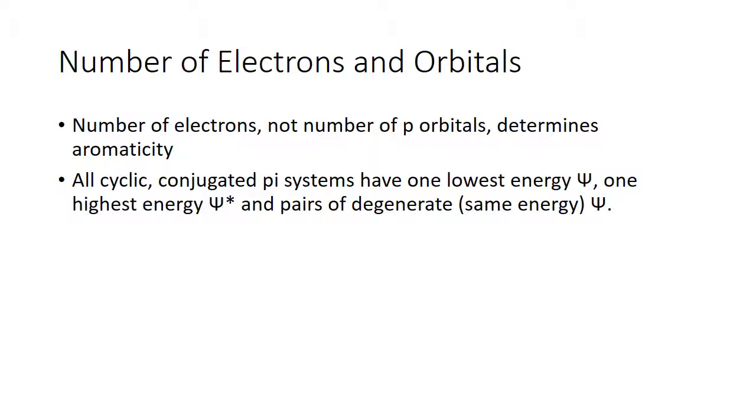If you have an odd number of p orbitals, you just have one lowest energy pi and two highest energy antibonding. But I'm not going to get into a lot of detail with that with you. Really what you need to know is the molecular orbital diagram for benzene and understand it and be able to use it to explain things.